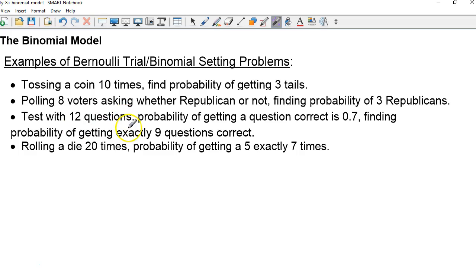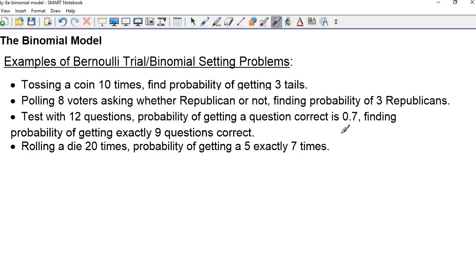Test with 12 questions. Probability of getting a question correct is 70%. Finding probability of getting exactly 9 questions correct. Right? We can either get the question correct or we don't get it correct, and that means it's a yes or no situation. We have a fixed number of trials, 12.